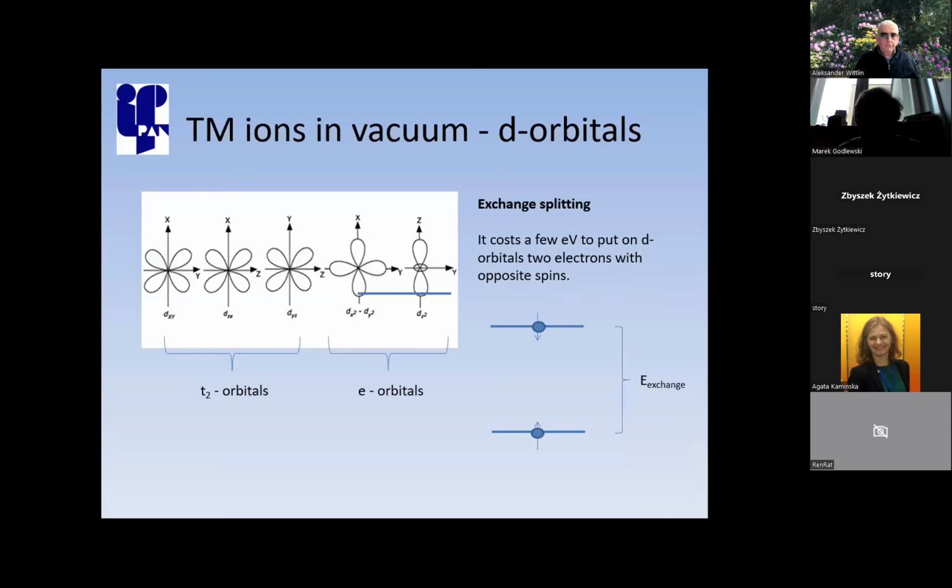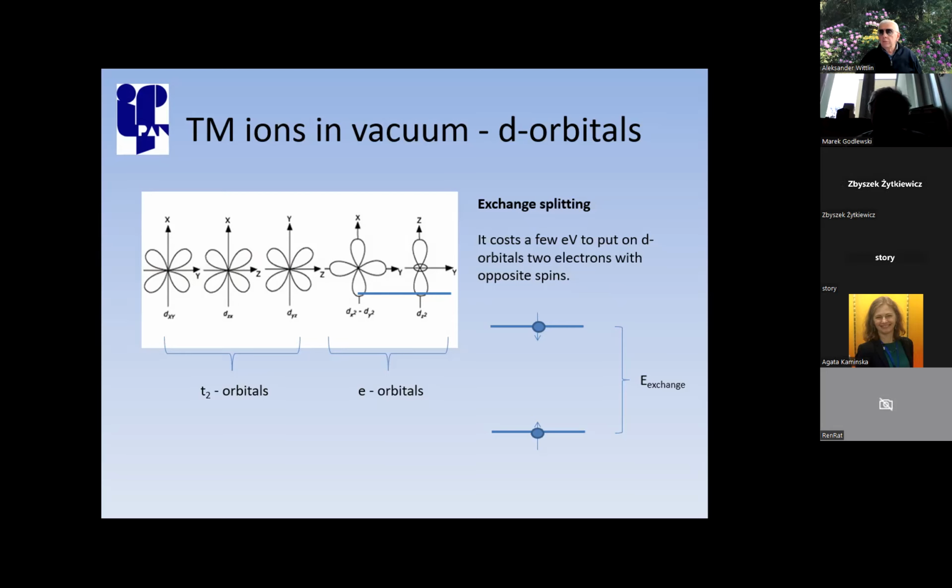And the model was very simple: we have d orbitals, like 5 of them. From quantum mechanics, we know how they look. 3 of them are T2 orbitals, 2 are E orbitals. And as long as possible, we should put 1 electron with the same alignment of spin on each of these orbitals. If we try to put a second electron, it costs a lot of energy. They interact with each other, repulse. So we have exchange splitting. And this for an ion in vacuum is very simple. The only parameter we should introduce is just exchange splitting, and that's it.